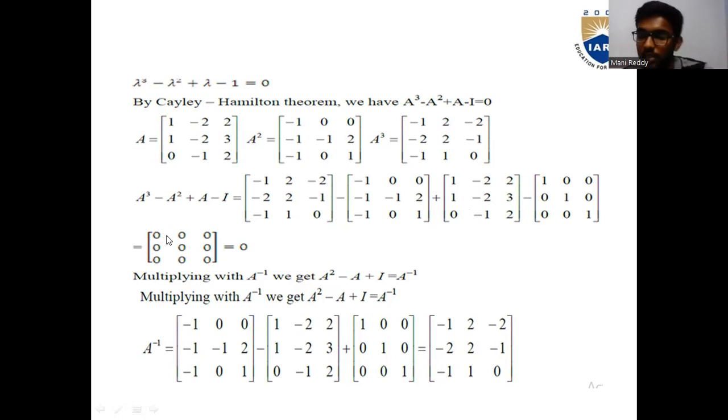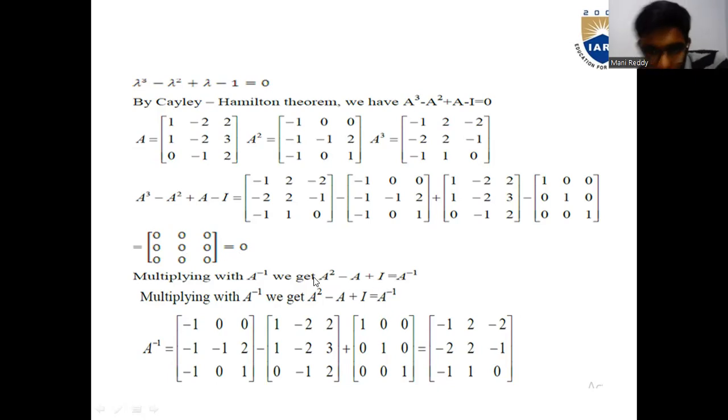For the next element, we have 2 minus 0, only 2, and plus of minus we get minus 2. So 2 minus 2, and the second element is 0. Like that, doing addition and subtraction for all elements, we get the 0 matrix, the null matrix.